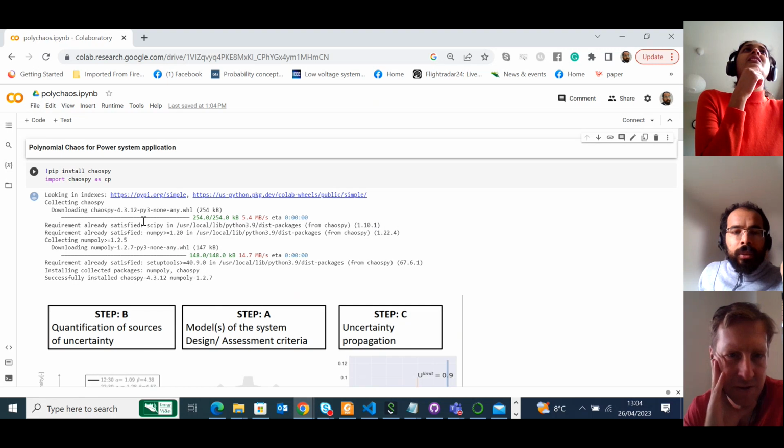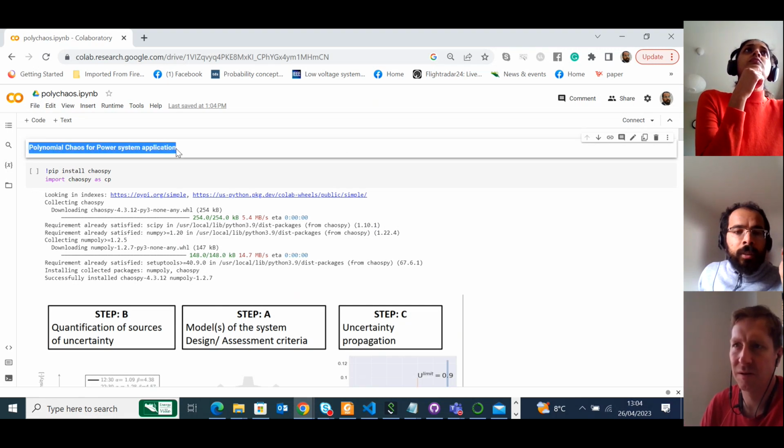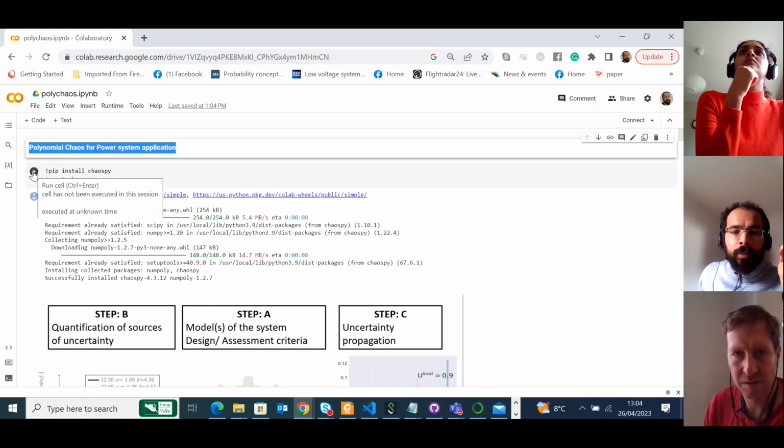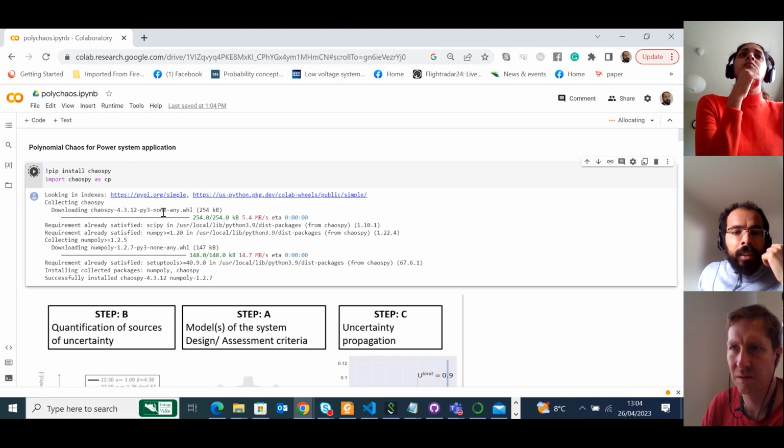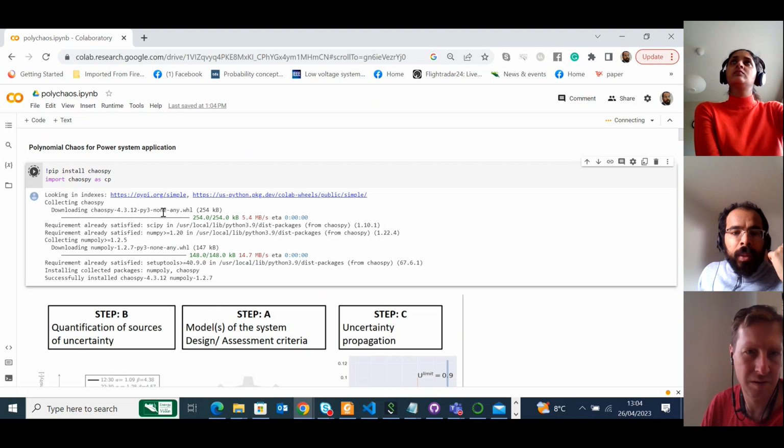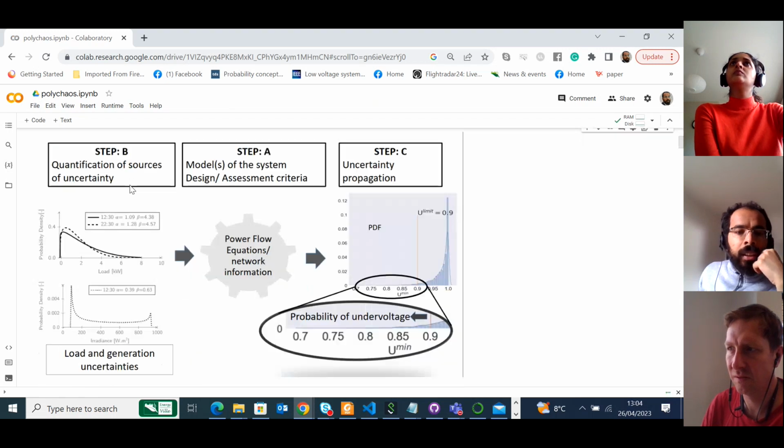What you are going to do today is polynomial chaos for a power system application, where we use the chaospy library. Usually if you use a Python environment, you install it once and it should be fine. This is just importing the library.